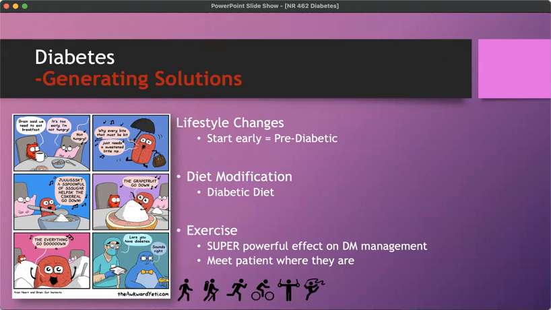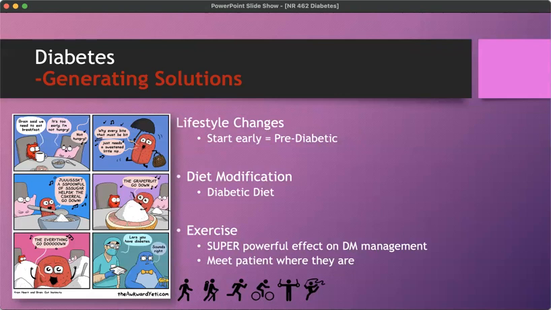Diet modification includes a diabetic diet, which is a low sugar, low carbohydrate diet. And then exercise. Moderate exercise, especially cardiovascular exercise, not so much getting shredded and swole up at the gym, has a very powerful effect on blood sugar. I can lower blood sugar by a significant amount by just including regular cardiovascular exercise in a patient's plan of care. But when we consider implementing exercise, we always want to meet patients where they are.